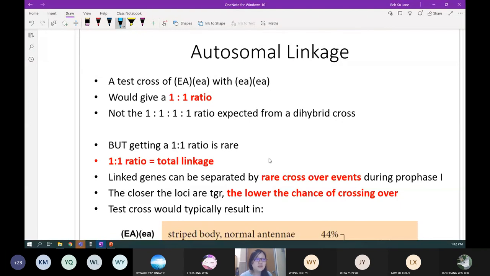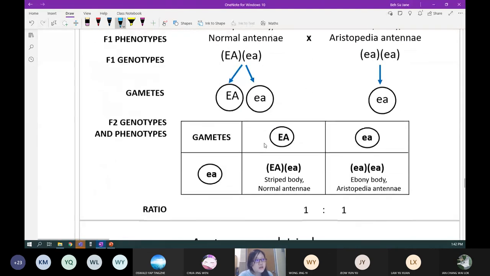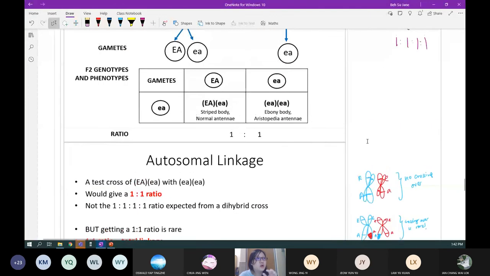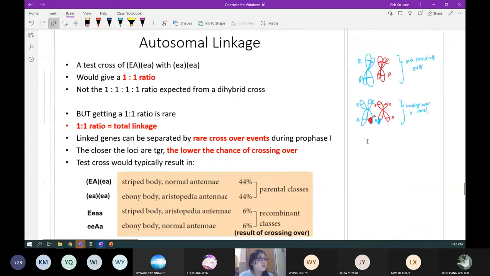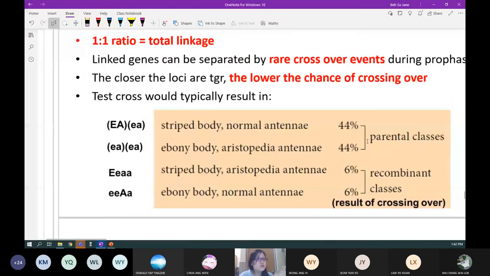So the chances are, when you breed your organism, when you do this test cross, you will not only get 2 phenotypes, you'll get 4 also. But it doesn't tend to the 1-to-1-to-1-to-1 ratio, okay? It will have this kind of pattern. So you have 4 different phenotypes still, okay? These 2 are what you expect from linked genes. So this one shows autosomal linkage.